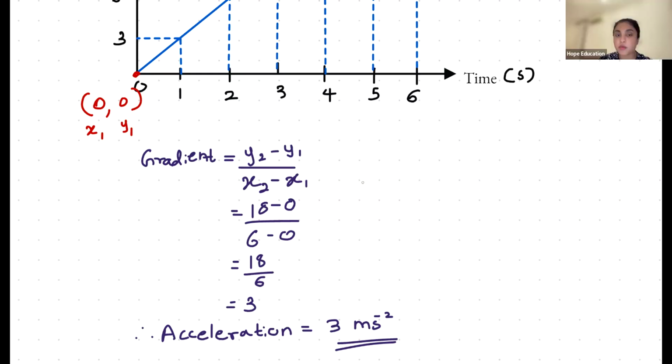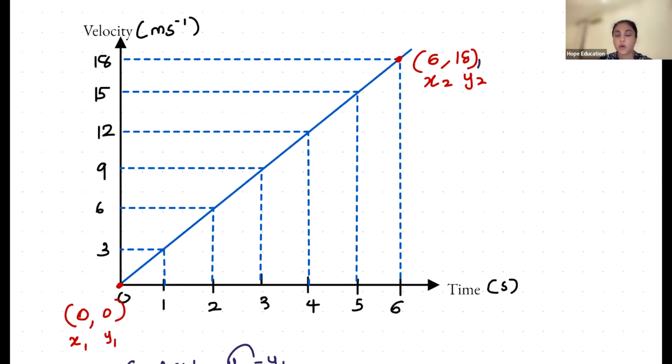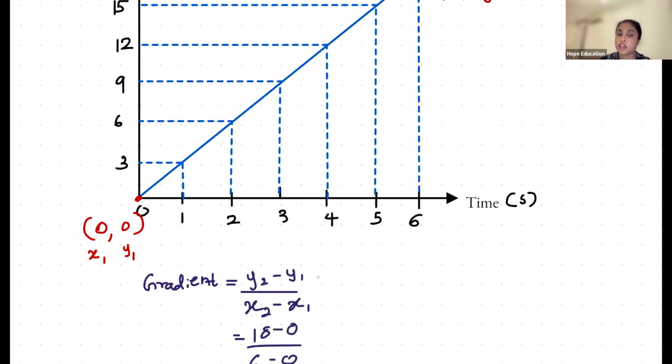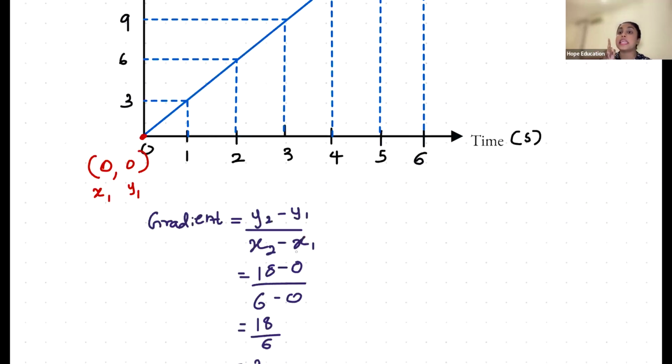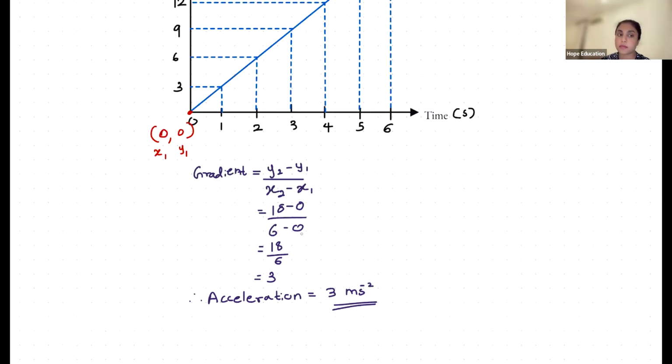Anyway, here y2 is the final velocity, which is 18, and y1 is the initial velocity. So final velocity minus initial velocity is what we do there. So always remember, in a velocity time graph the gradient gives the acceleration. Is that clear to all of you? Give me a thumbs up if it's clear, Lamai.